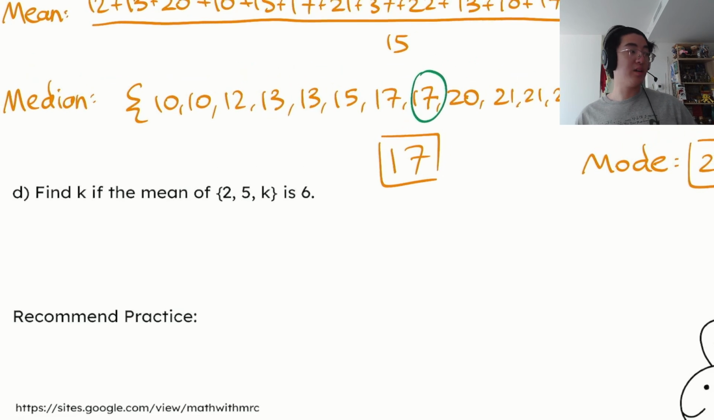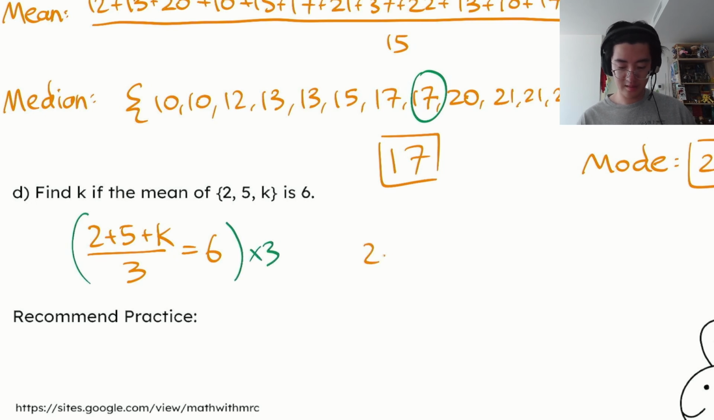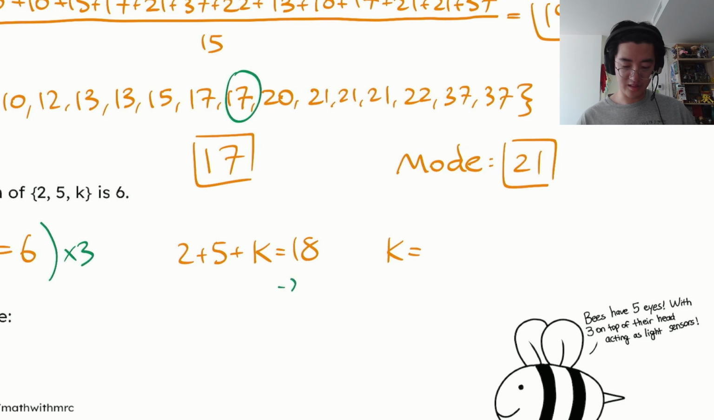Okay, lastly, what's k if the mean of those three numbers is 6? To find the mean, we add them up and divide by 3, because there are three terms, and we know that equals 6. From here, we just solve it. We get rid of the fraction, because the 3 cancels out. And of course, k is just 18 minus 2 minus 5, which is 11.